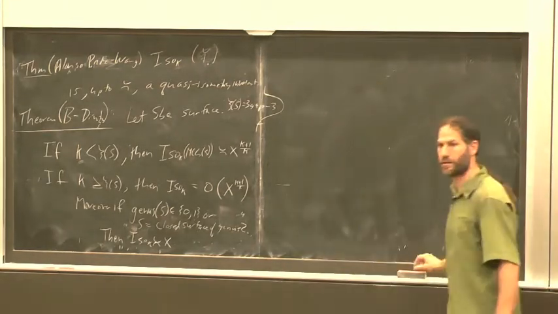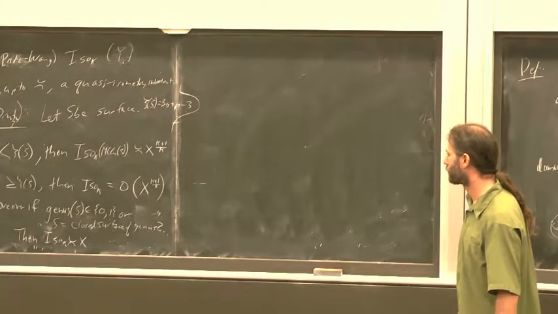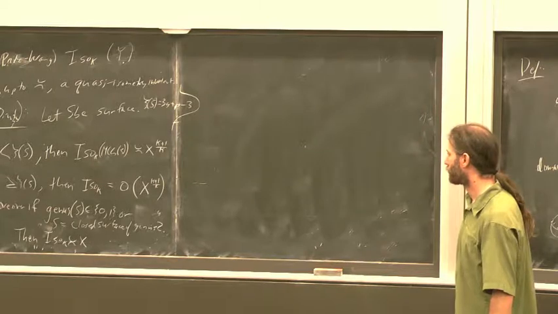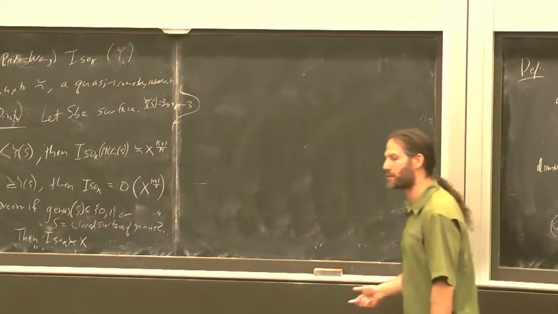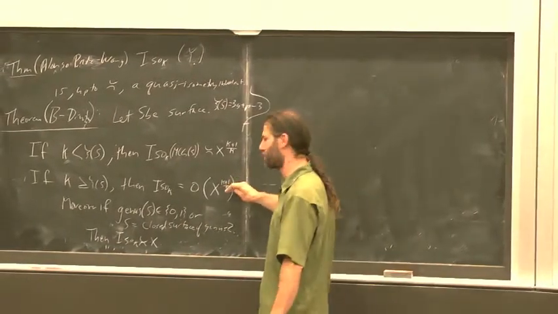Hey Jason, you said little o of x to the (k plus 1) over k. Do you know that they're not actually just x? No, I expect they're x. Yeah, I think conjecturally they're x, but we don't know that. So this is not known to be sharp.